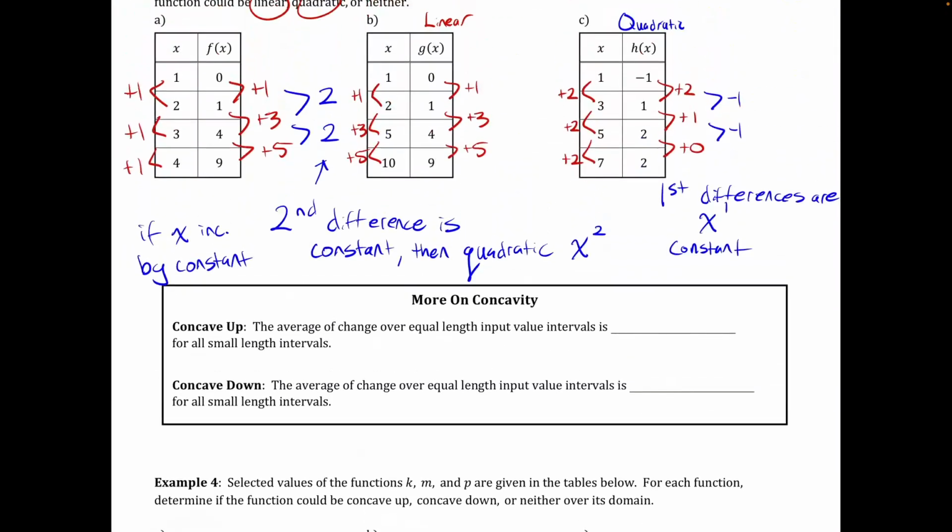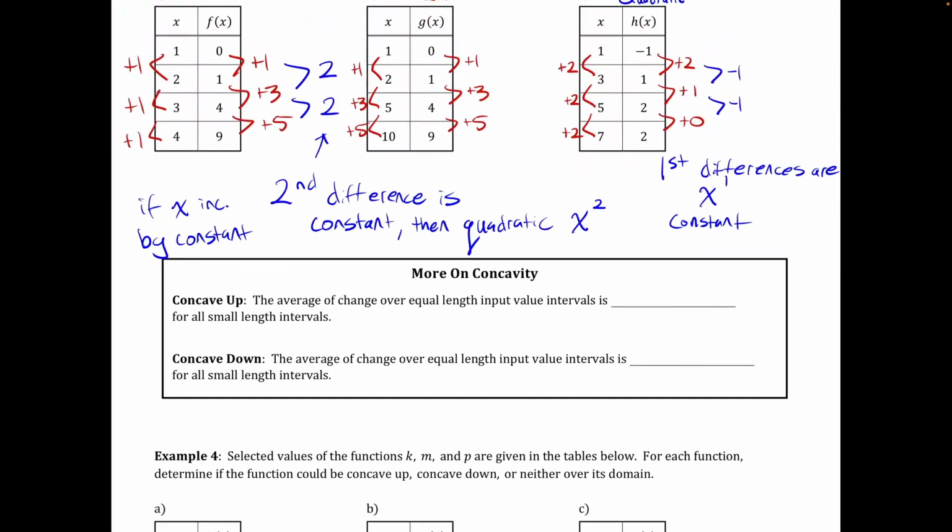All right, we're almost done because notes are done after this. Yes, no more pages after this. Concave up. The average rate of change over equal length input value intervals is what for all small length intervals? What is this even saying? Let me read this again. It doesn't say rate. It just says the average of change.